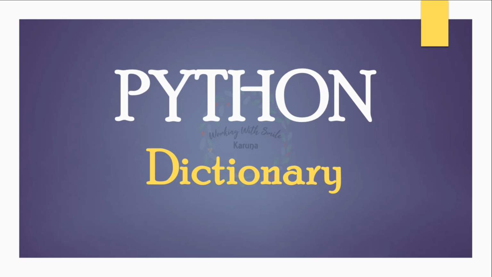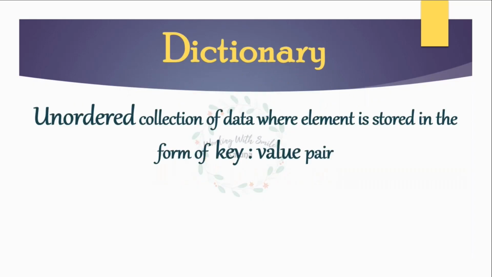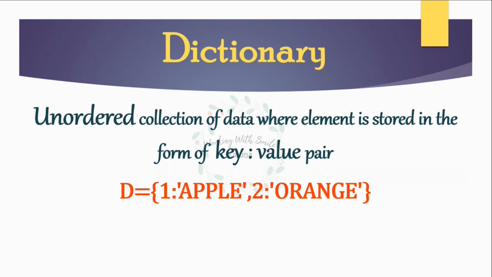In this tutorial, we are going to learn about another very interesting data type of Python called dictionary. A dictionary is an unordered collection of data where the elements are stored in the form of a key and a value pair. Here you can see an example of a dictionary. Variable d has some values assigned to it. Now these values are enclosed in curly brackets.